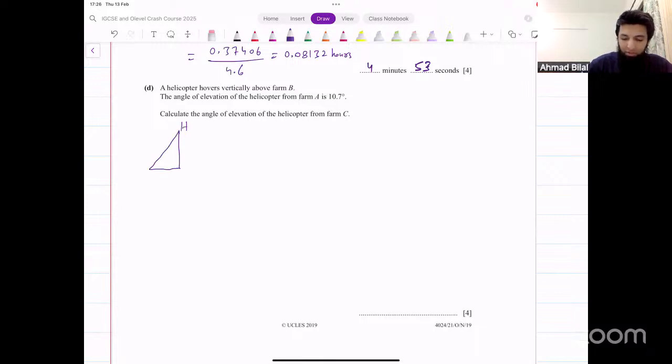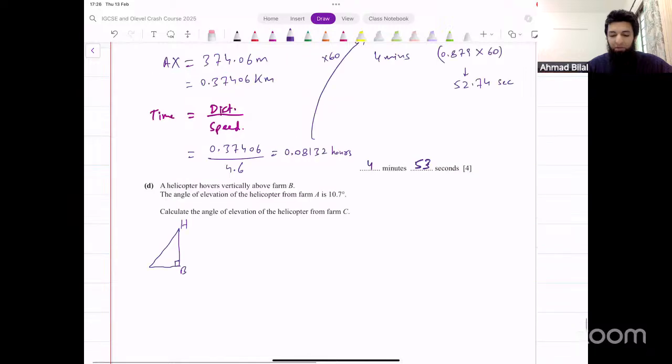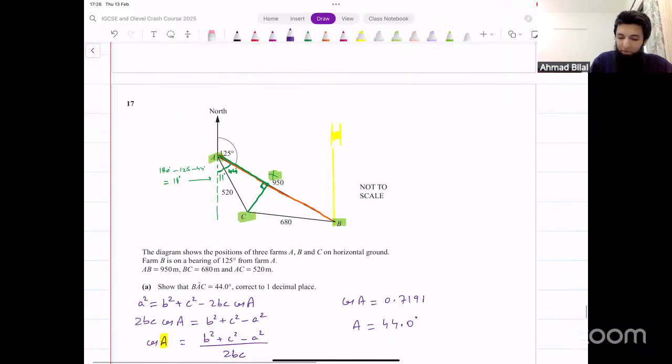This is the helicopter. We have the point B. This angle is going to be 90 degrees. They are saying angle of elevation from farm A. So from the point A, if I were to make this triangle here, AHB, this triangle is going to have a 90 degrees at this point, remember.